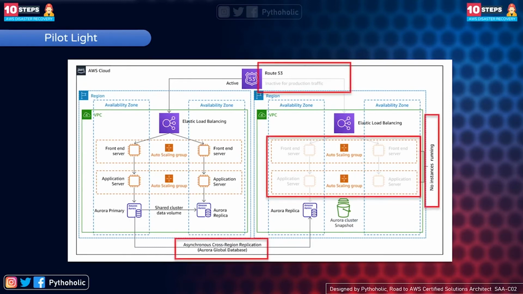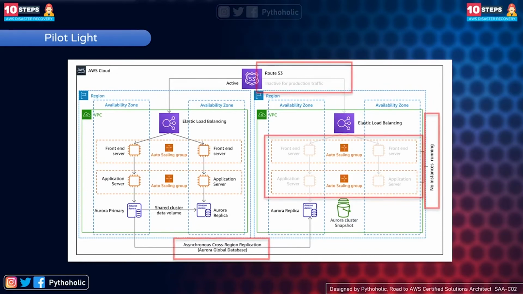And for data replication, we can create Aurora replicas by making use of the AWS Aurora global database that gives us the feature of asynchronous cross-region replication. We already have a video on the Aurora database. Please go through that to understand more on how the replica works.